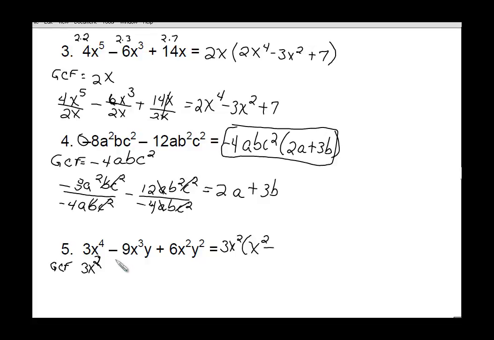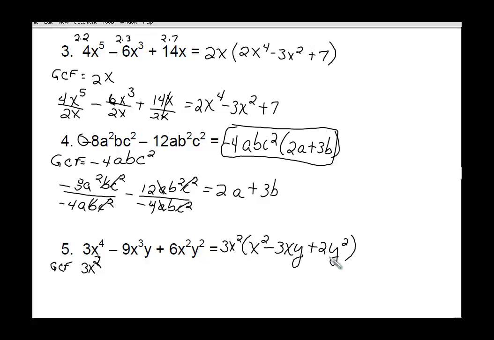Minus 9 divided by 3 is 3. X cubed over x squared is an x. Y over no y is a y. Plus 6 divided by 3 is 2. X squared over x squared is going to be 1. And we have our y squared that we have nothing to divide by. And so that would be the final answer for number 5.